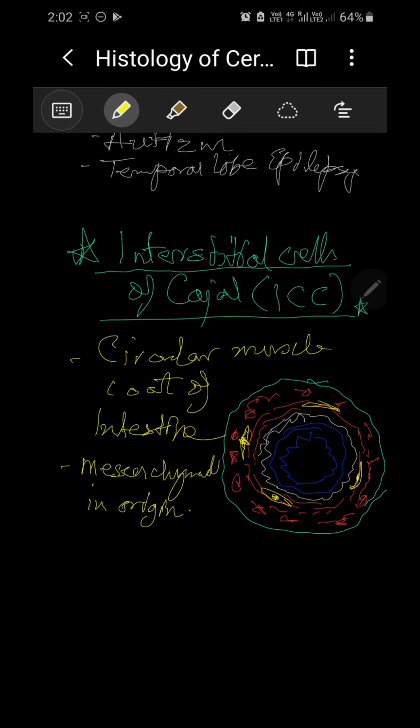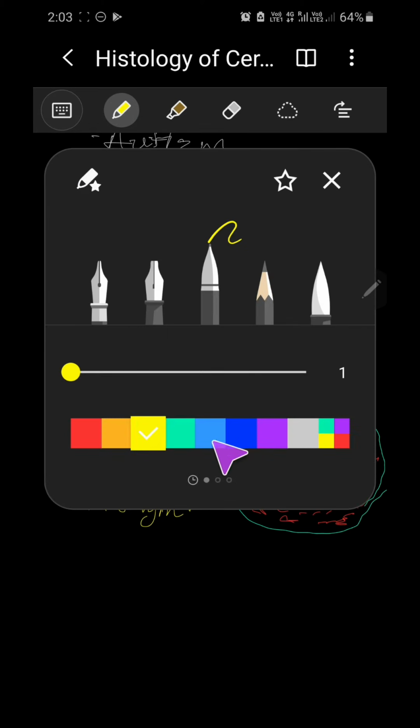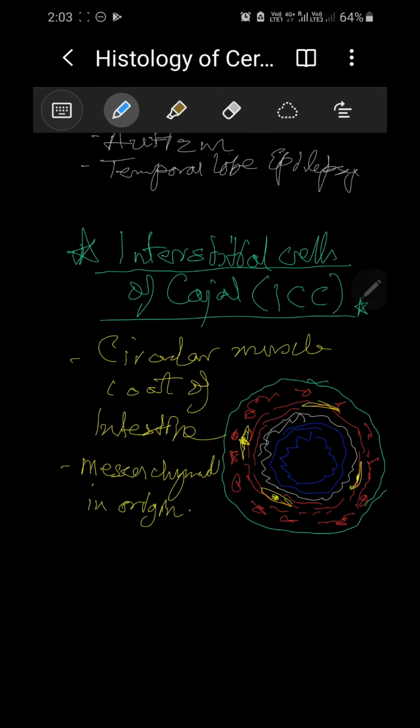Now again, if there is degeneration of any of these interstitial cells, they will underlie diseases. Now, can you expect what will be the diseases if there is degeneration of these interstitial cells of Cajal? What can be the diseases? Like, there can be paralysis, gastroparesis, dysrhythmias.